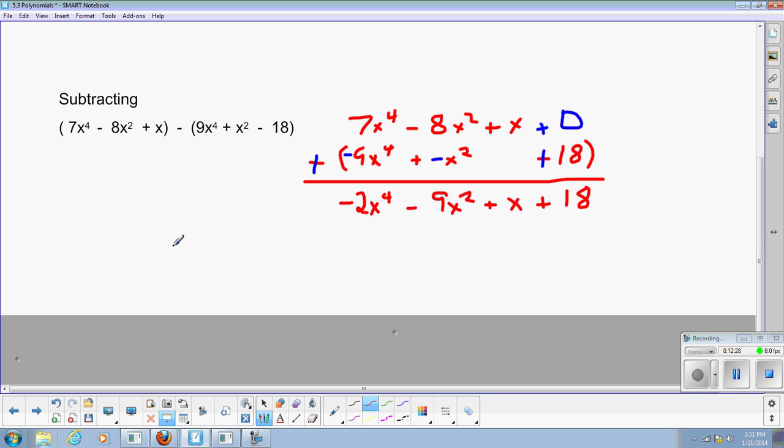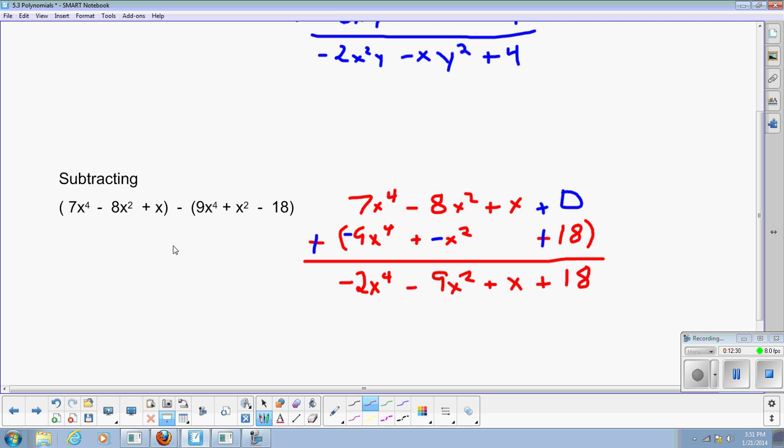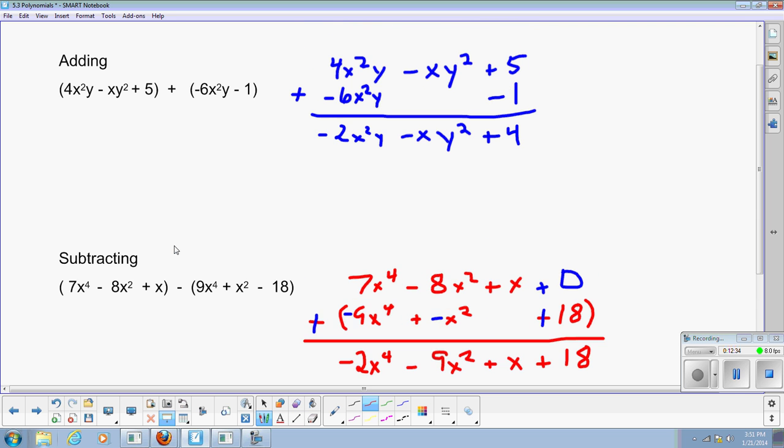So that's lesson 5.3. We have the types of polynomials, the degrees of polynomials, and adding and subtracting them. If you need to run the video back to watch it again, feel free to do so.